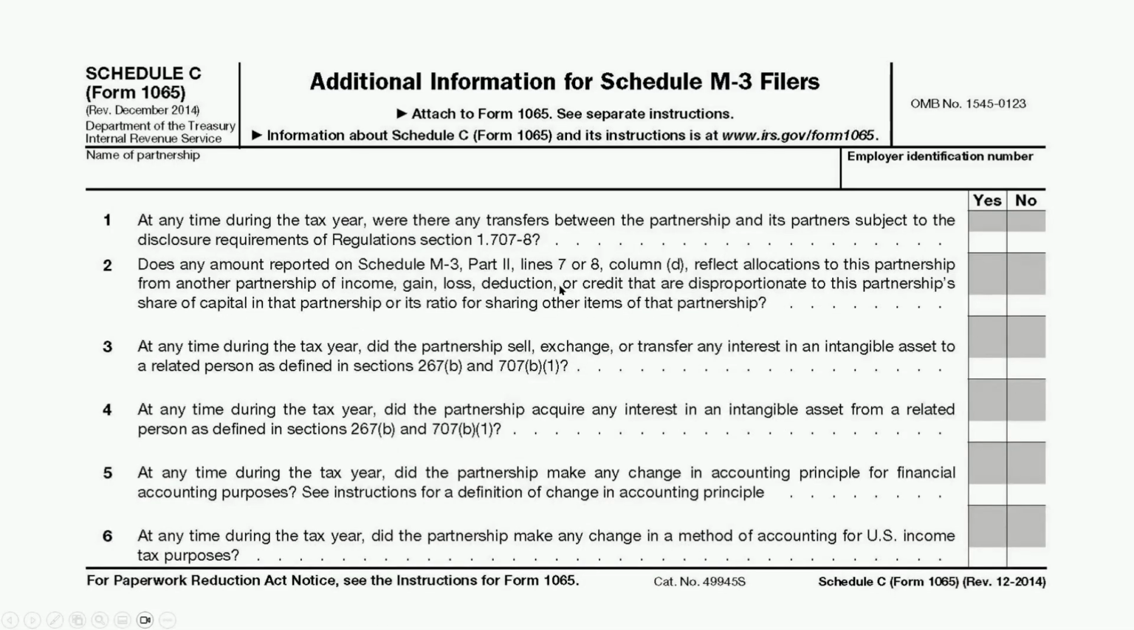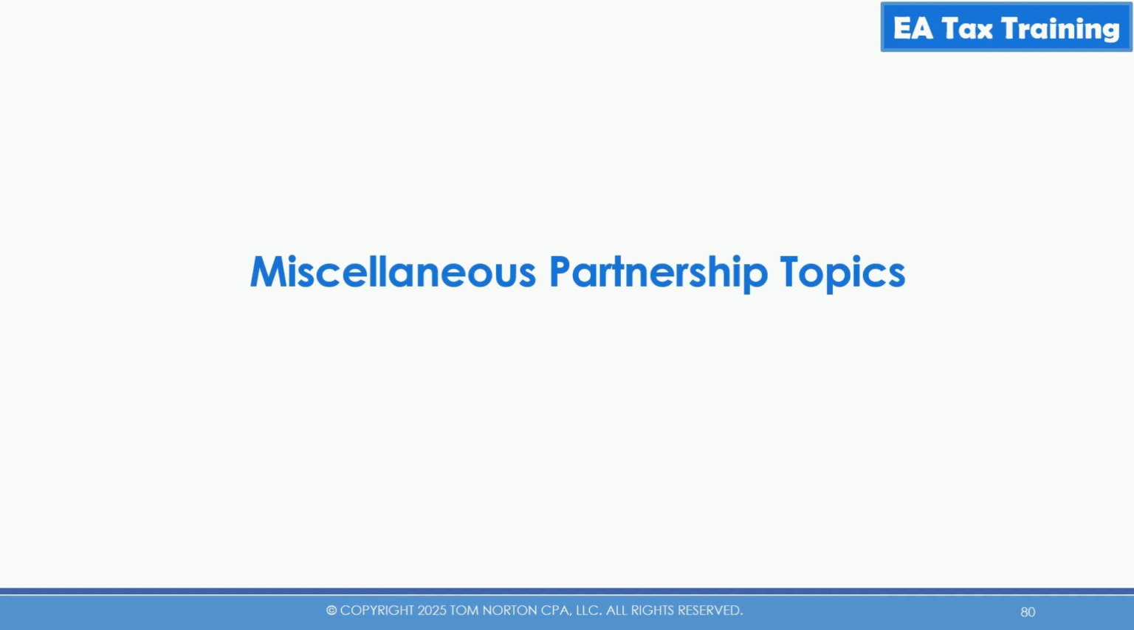Then we have that Schedule C for Form 1065, and you can see it is just check boxes, but these are check boxes that the partnership has to fill out. This is basically giving the IRS information they want in order to determine where they might want to look further if they do an audit of the partnership. So finally, let's move on to miscellaneous partnership topics.